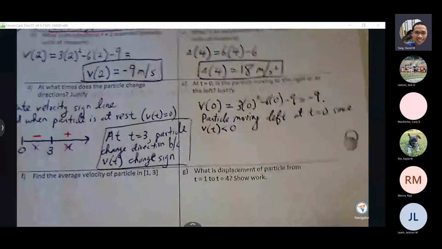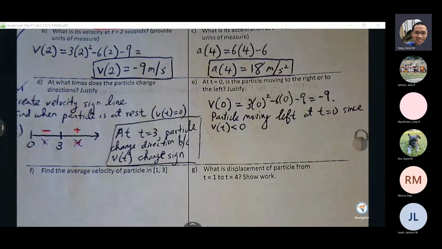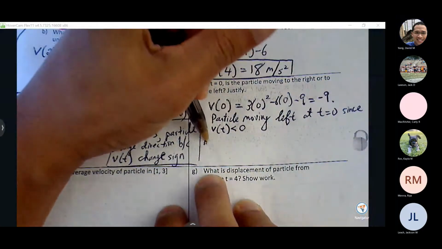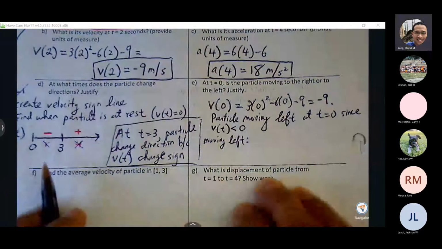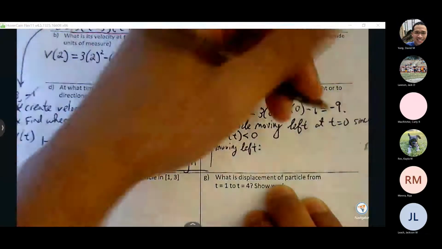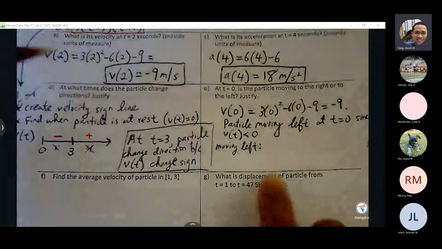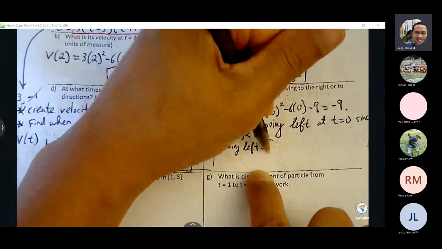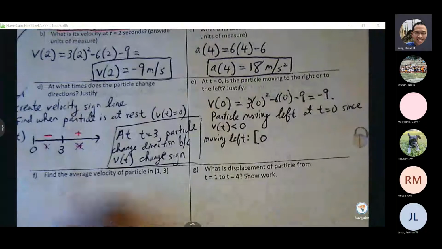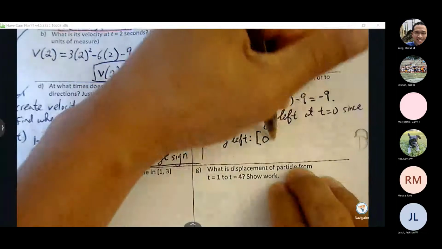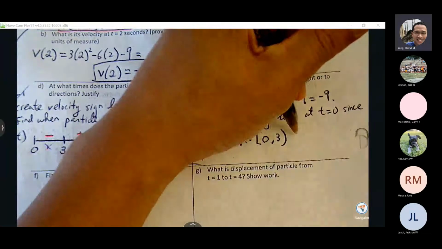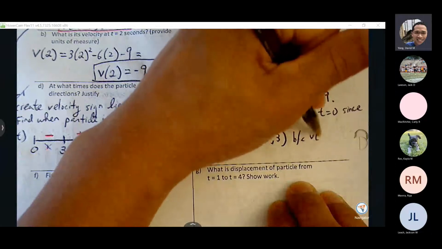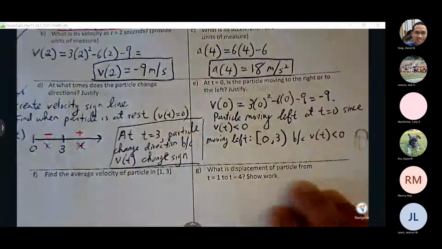All right, let me extend part E for a little bit. Let's say the problem says, when is the particle moving left or when is the particle moving right? So I'm just going to add that here. If it's asking for moving left, you would say what? With brackets or parentheses? Brackets around 0 because it's already moving when the timer starts. Parentheses around the 3 because it stops at 3. And then if it's asking for justification, you would say because v of t is less than 0.